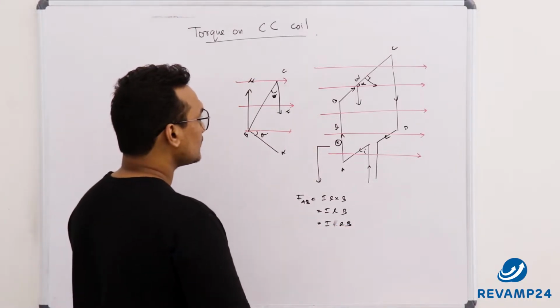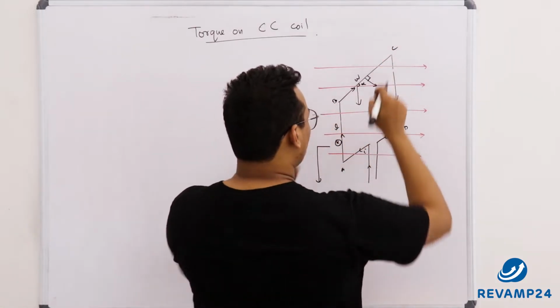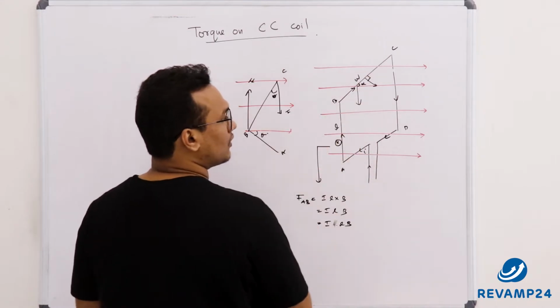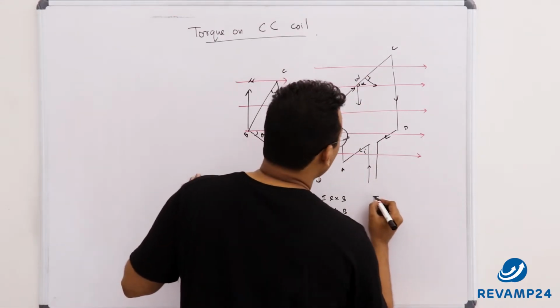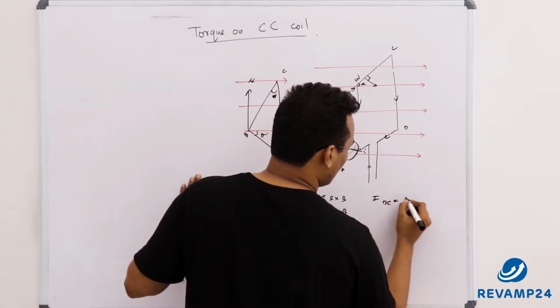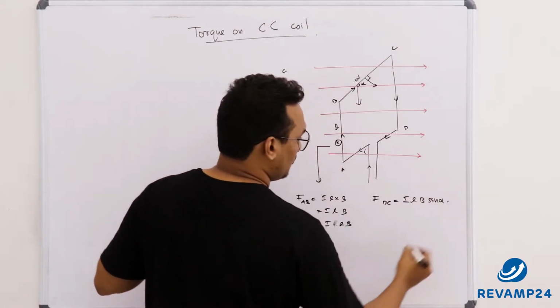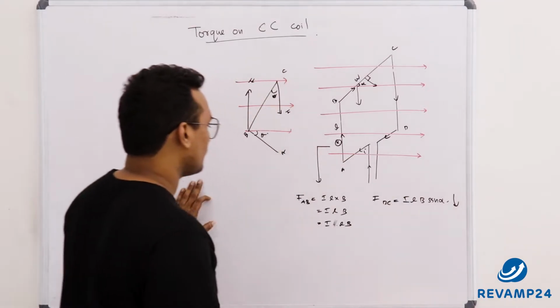Now on BC, what will be the value? Here the length is not perpendicular with this. There is an angle of alpha. So FBC is equal to ILB sin alpha. But that is downward direction.